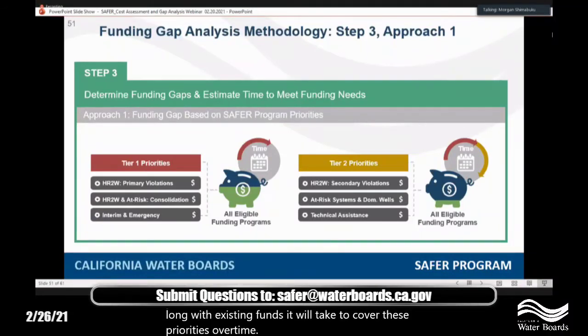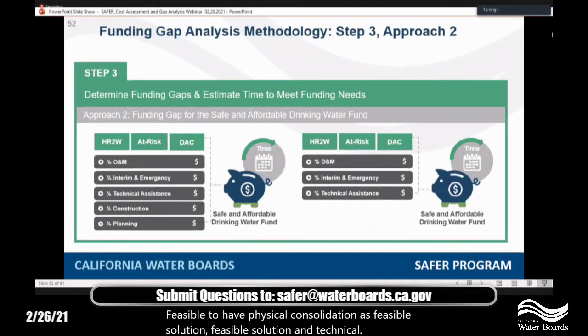And then once the needs of those systems have been met, that's when we layer in these tier 2 priorities, which are secondary MCL violations, which there are a handful on the human right to water list, state smalls and domestic wells that were not deemed feasible to have physical consolidation as a solution, and technical assistance. And then we'll layer those in and see how much longer it takes to address these additional system needs. Next slide.